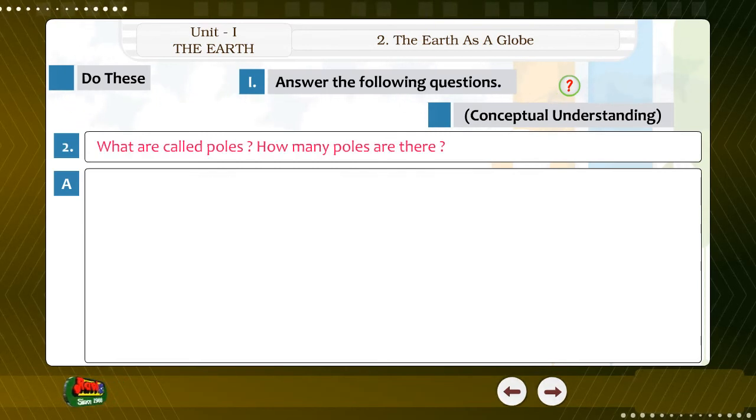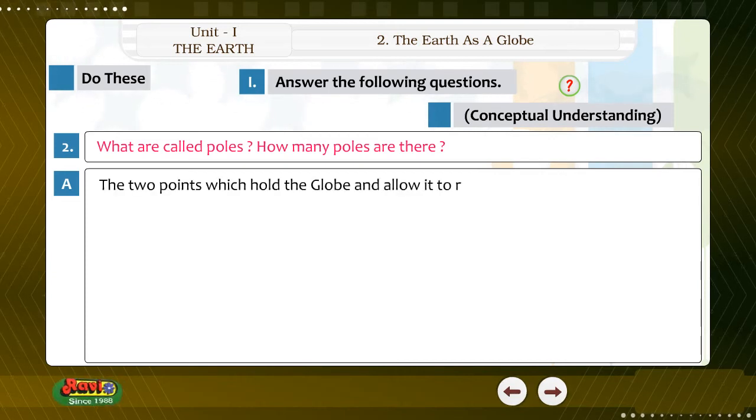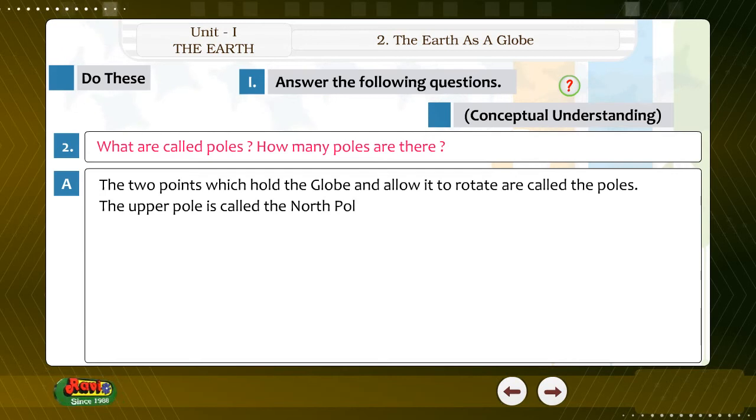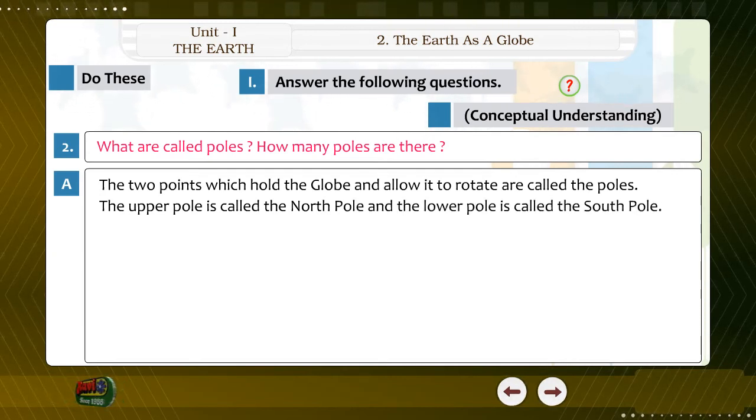2. What are called poles? How many poles are there? Answer. The 2 points which hold the globe and allow it to rotate are called the poles. The upper pole is called the North Pole and the lower pole is called the South Pole.